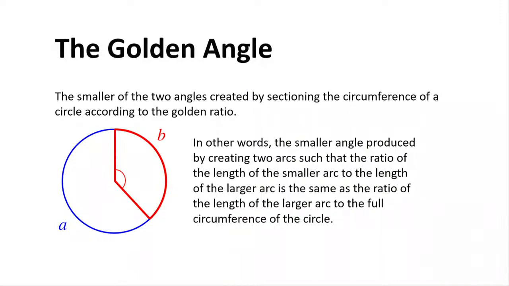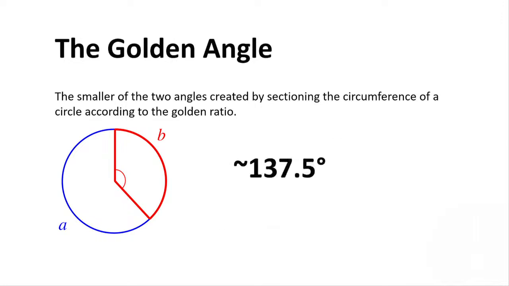And so this also leads us into what's called the golden angle. The golden angle, related to the golden ratio, is the smaller of two angles created by sectioning the circumference of a circle according to the golden ratio. So when we take the arcs or sections of the circumference and create lengths that would be in the golden ratio to each other, and then take the smaller angle created by those arcs, that angle is what's known as the golden angle. And it comes to approximately 137.5 degrees.